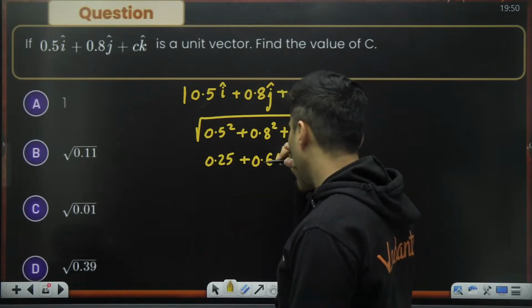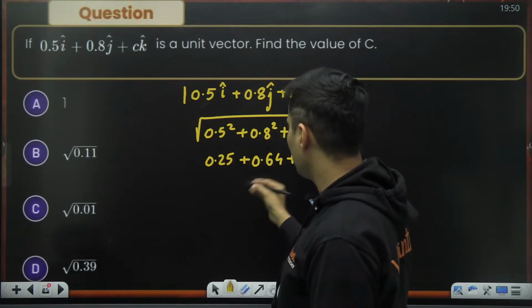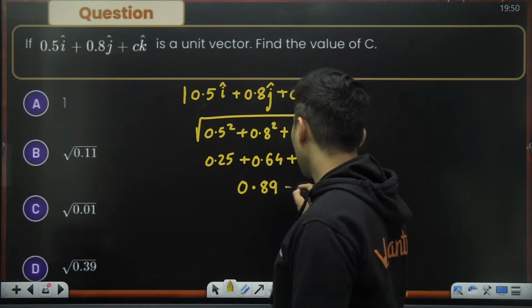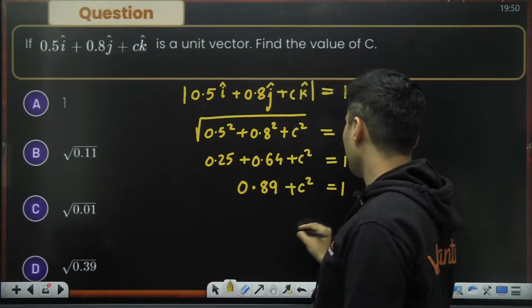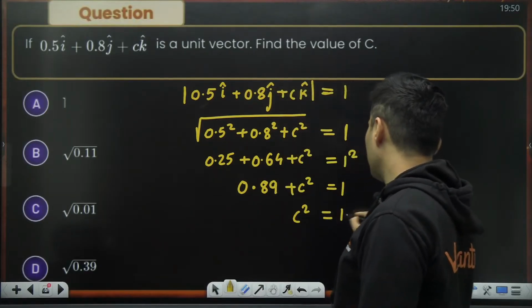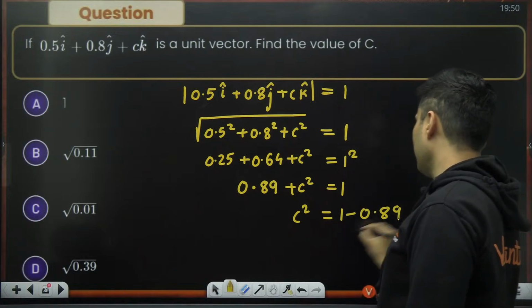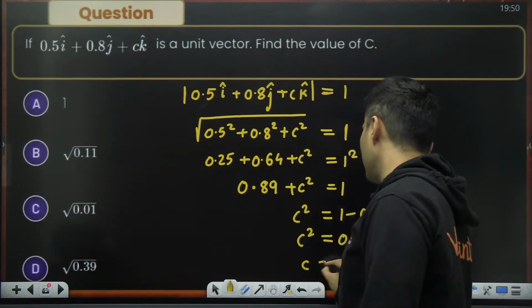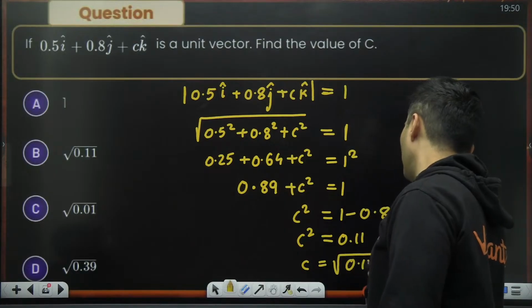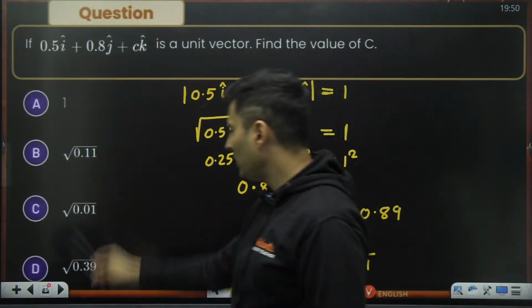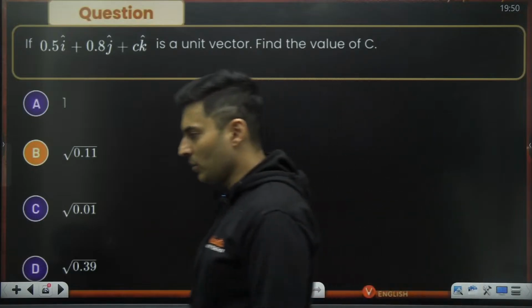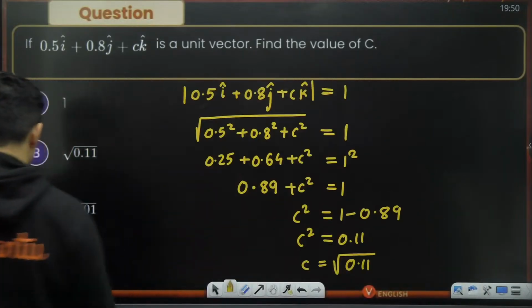So 0.25 plus 0.64 will make it 0.89, plus C square is 1. So C square is 1 minus 0.89, which is 0.11. So C will be root of 0.11. So root of 0.11, that is option number B. Excellent. Perfecto. Very good.